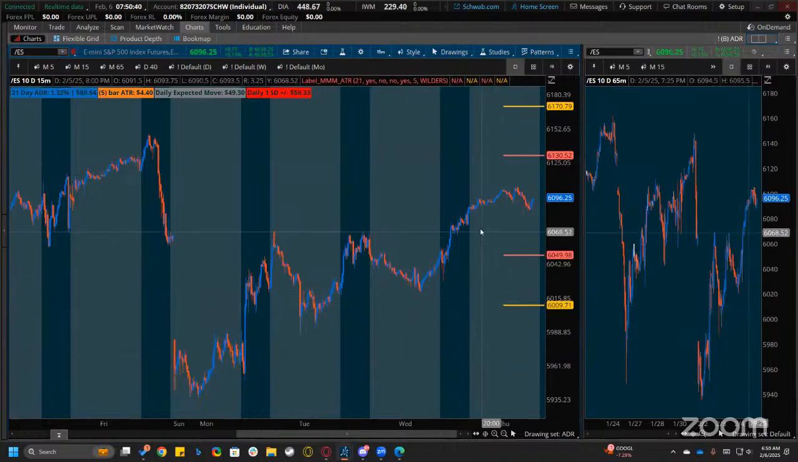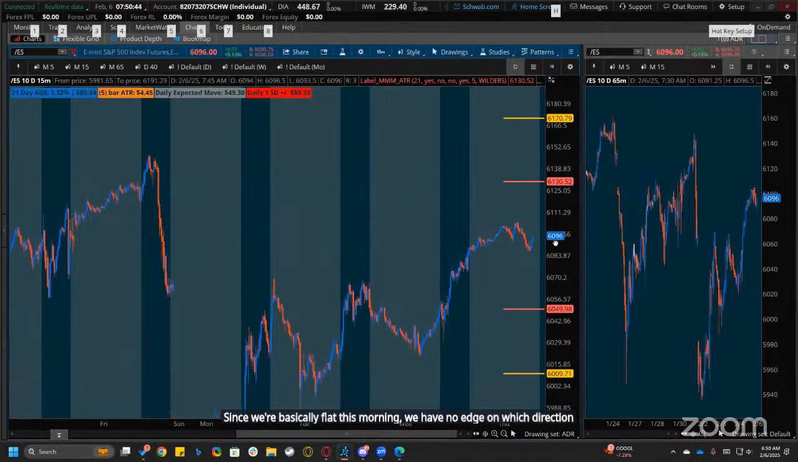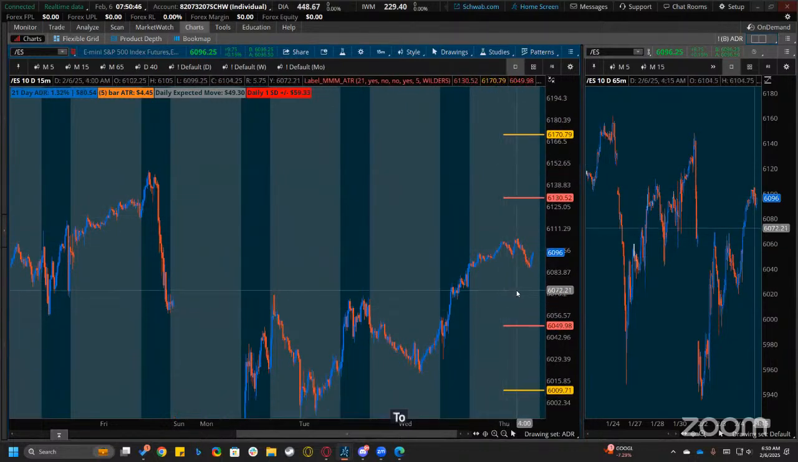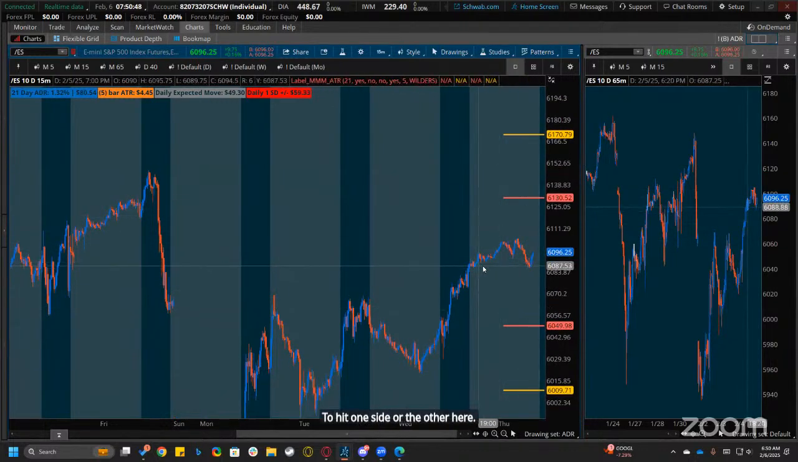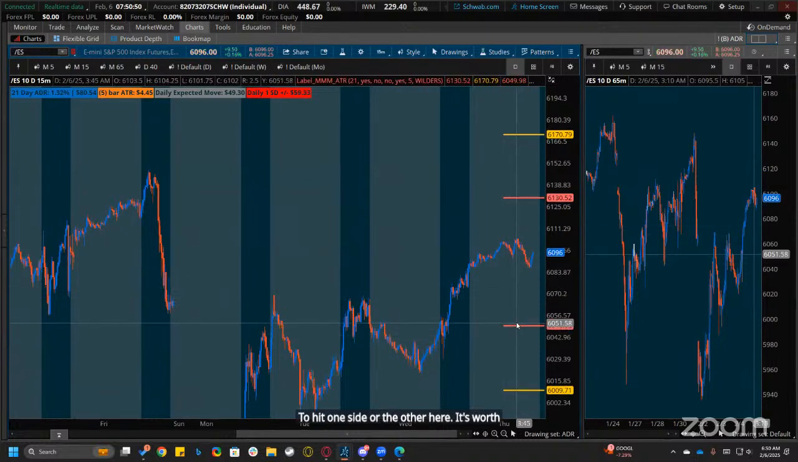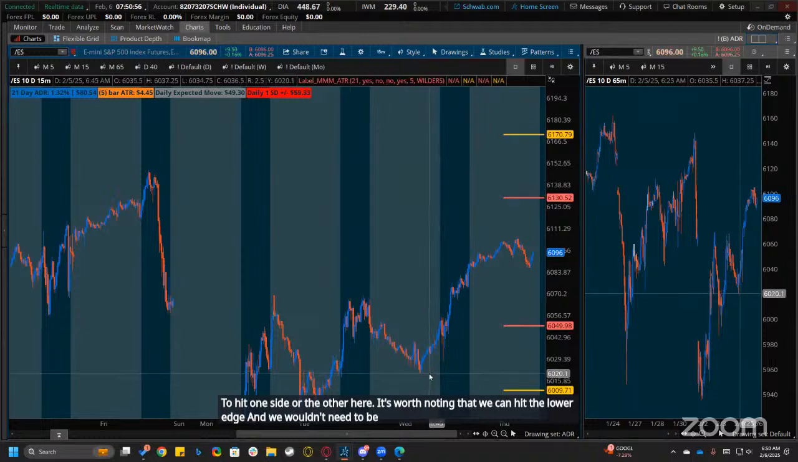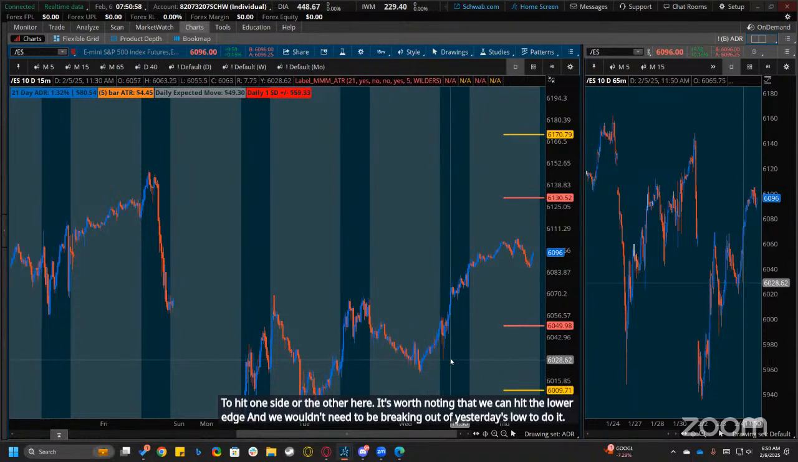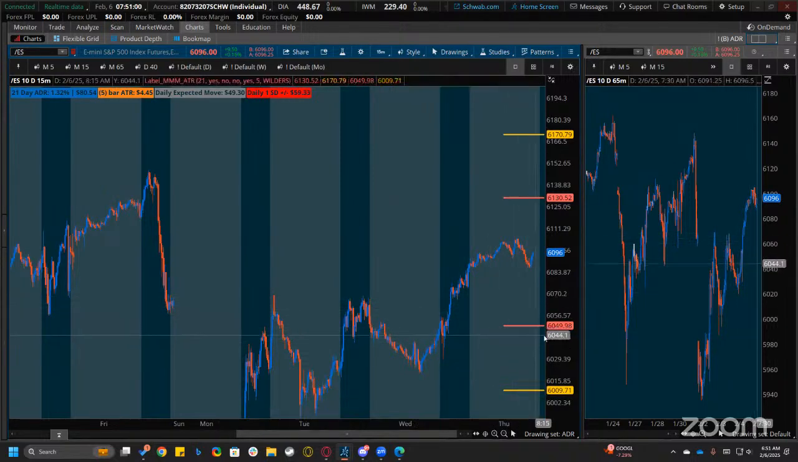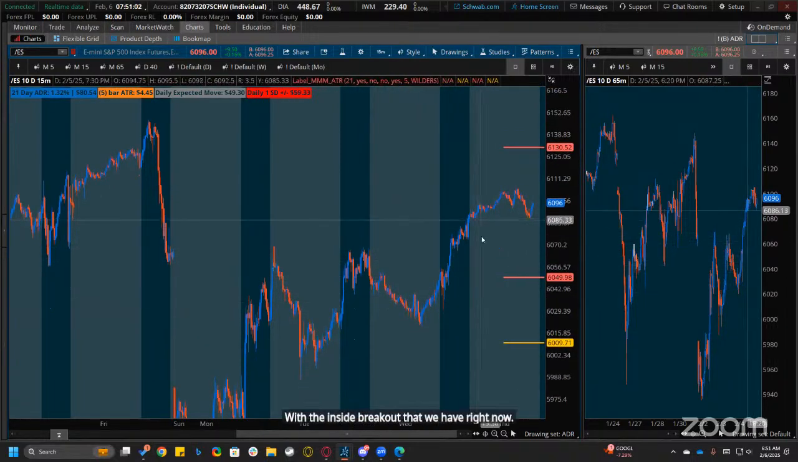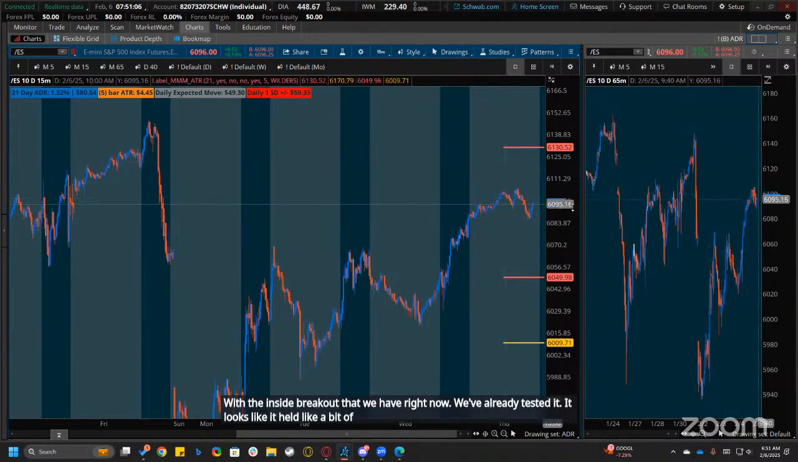Since we're basically flat this morning, we have no edge on which direction we're going to go to hit one side or the other here. It's worth noting that we can hit the lower edge and we wouldn't need to be breaking out of yesterday's low to do it. With the inside breakout that we have right now, we've already tested it. It looks like it held like a bit of a Busby.